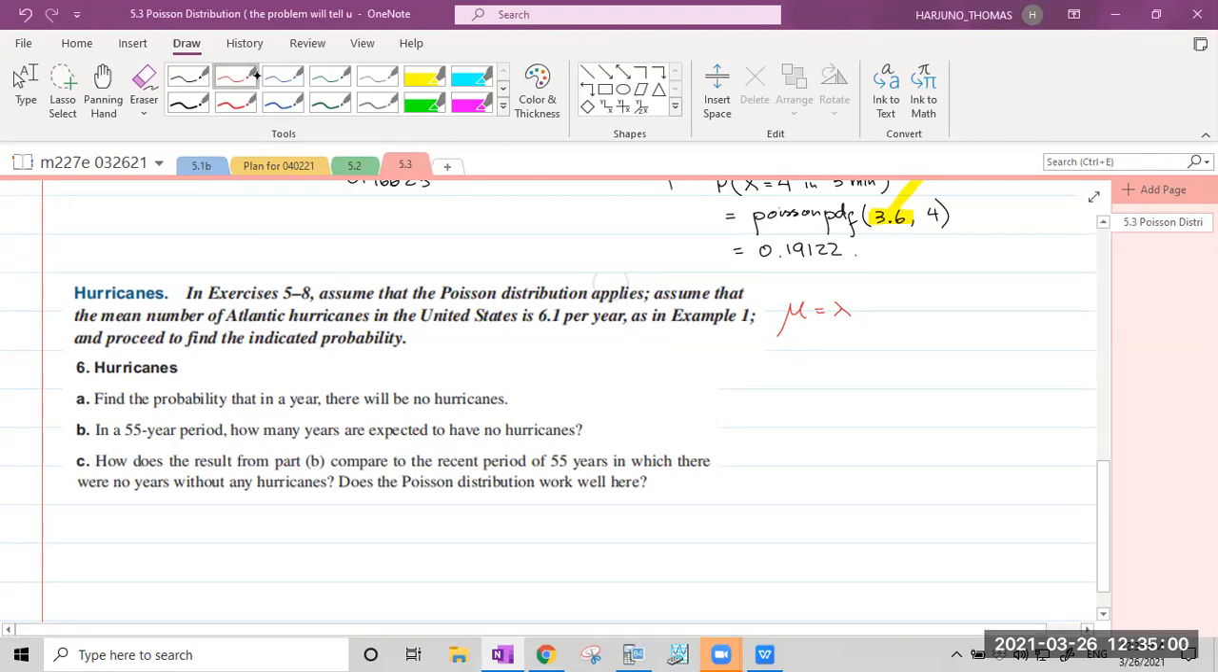Okay, well, anyway, the mean, which our textbook and a lot of other textbooks also use lambda for, but I emphasize that's the mean. So 6.1 hurricanes per year. Now notation. Let x be the number of hurricanes a year. Then x is Poisson distributed with 6.1 per year.